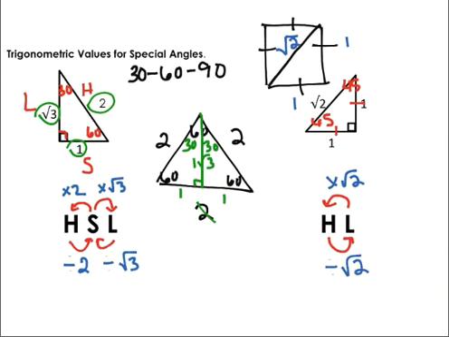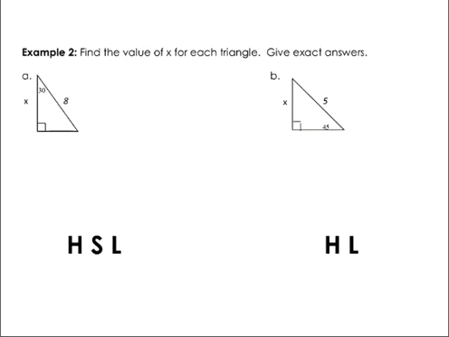Alright, let's try some of these. If I want to use my HSL, you have these arrows going away from the S, and it always goes 2, 3. 2, and then radical 3. The bottom is just the opposite. Divide by 2, divide by radical 3.